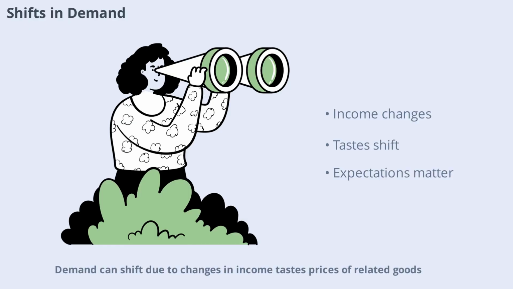Demand can shift due to changes in income, tastes, prices of related goods, or expectations about the future. When demand increases, the demand curve shifts right, leading to higher prices and quantities. When demand decreases, the curve shifts left, resulting in lower prices and quantities.